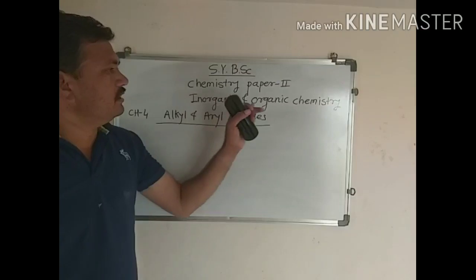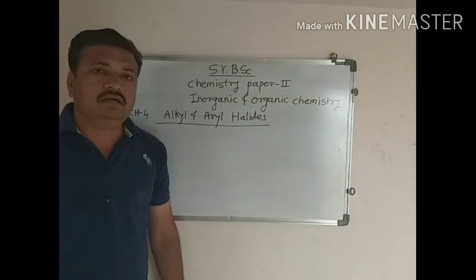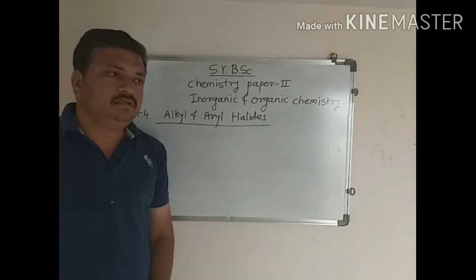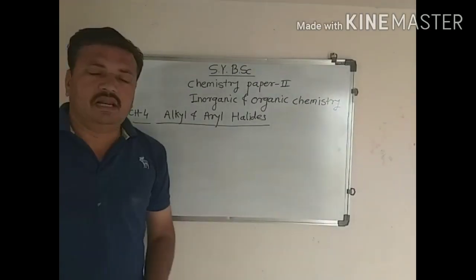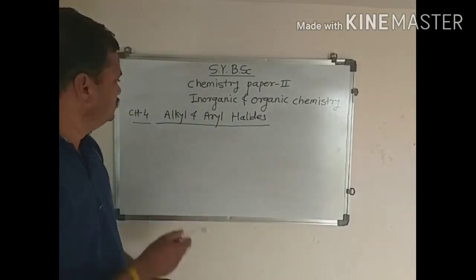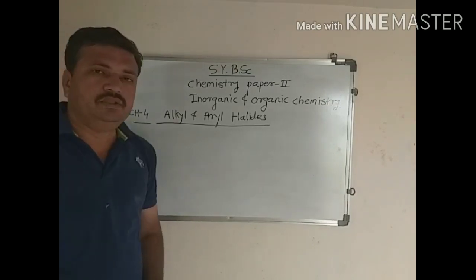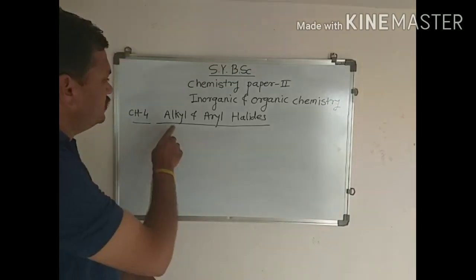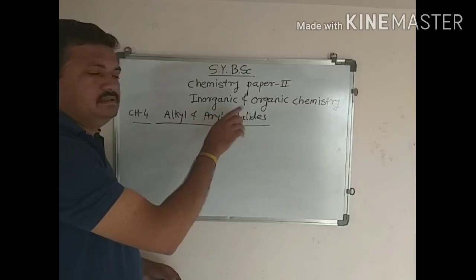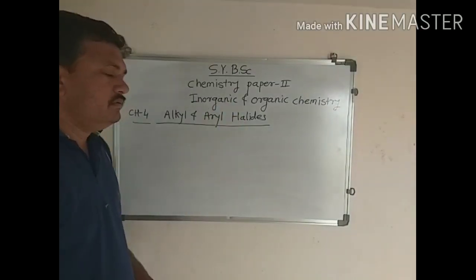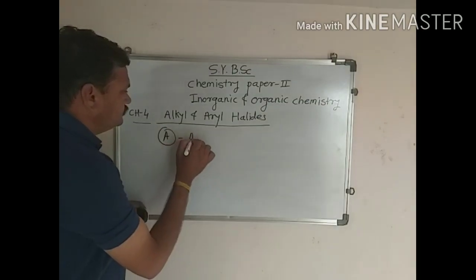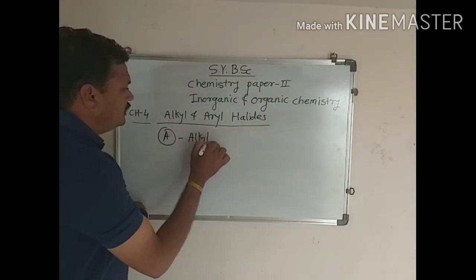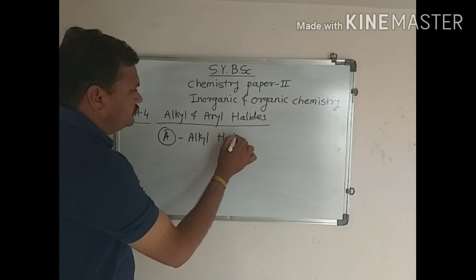It is Inorganic and Organic Chemistry, and I am going to start here chapter number 4, Alkyl and Aryl Halides. This chapter is divided mainly into two parts. First it is alkyl halide and second it is aryl halide. Then we start with the first part, alkyl halide.